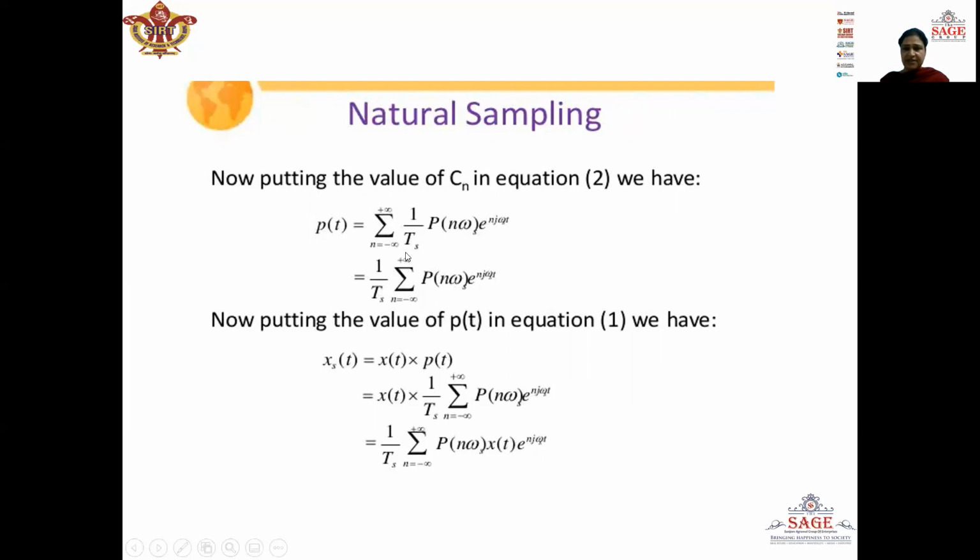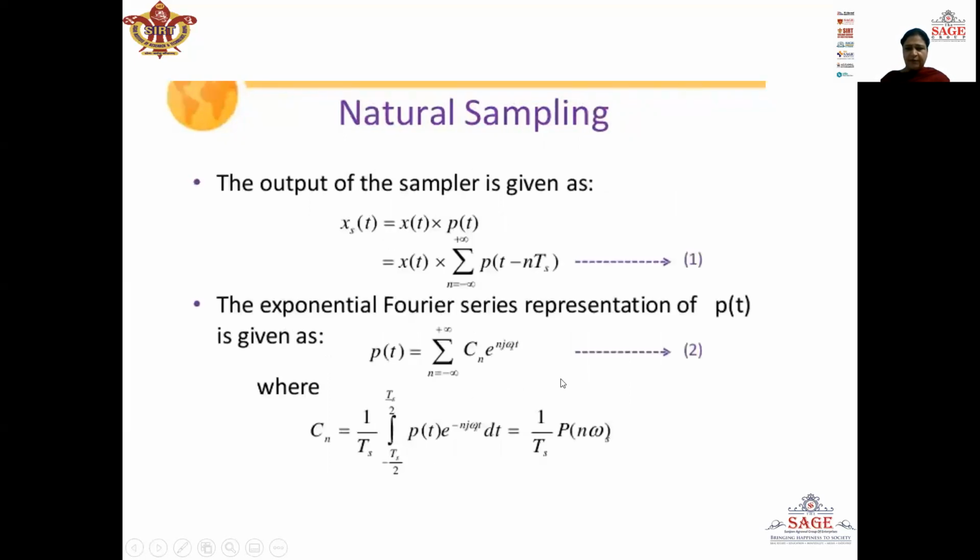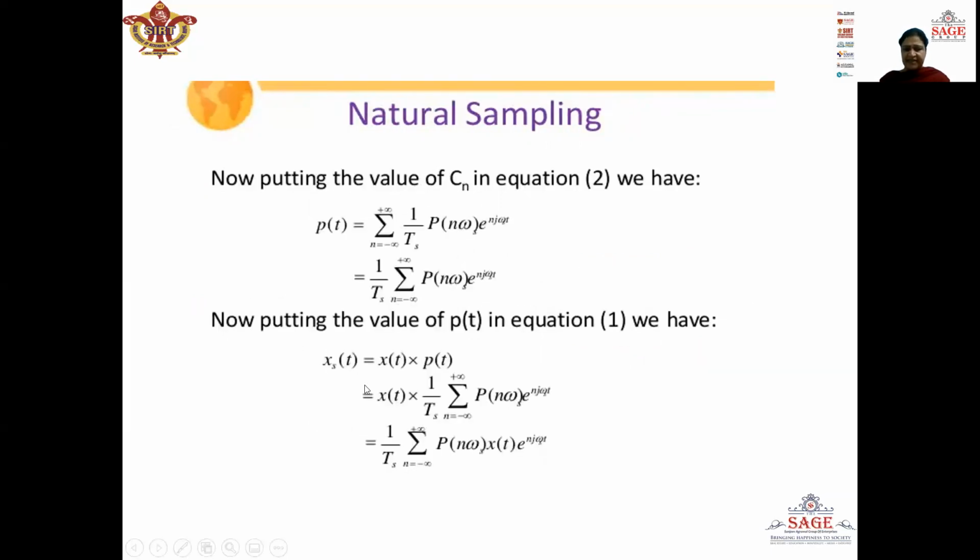Now, since 1 upon Ts is constant and is independent of n, I can take it out of the summation sign. So 1 upon Ts summation P(n omega s) e to the power jn omega s t. Now, putting the value of p(t) back in equation 1, the value which we have obtained for p(t), we will put it in this equation 1. So I'll get xs(t), which is given by x(t) into p(t). Now I'll substitute the value of p(t) here, which is x(t) into 1 upon Ts summation P(n omega s) e to the power jn omega s t.